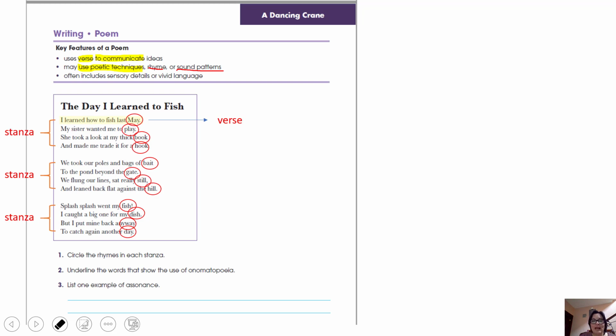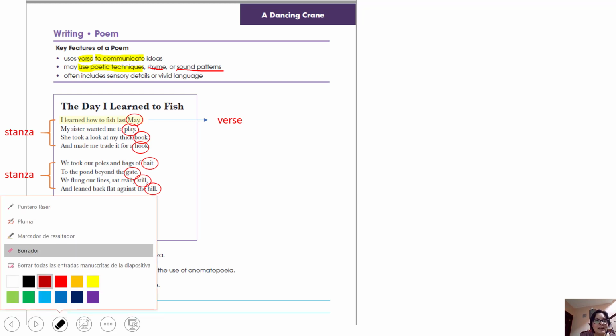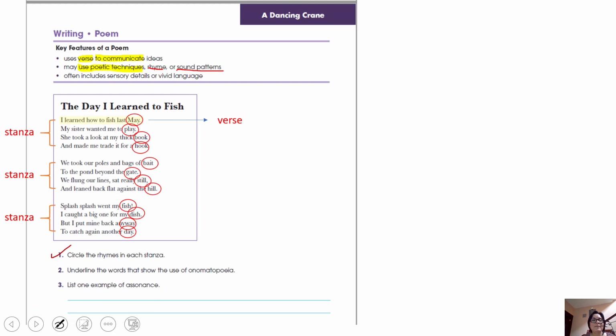So with this one, we already did number one. Look, because number one says circle the rhymes in each stanza, and we already did it. So number one is already done. Okay. Now, number two says underline the words that show the use of onomatopoeia.